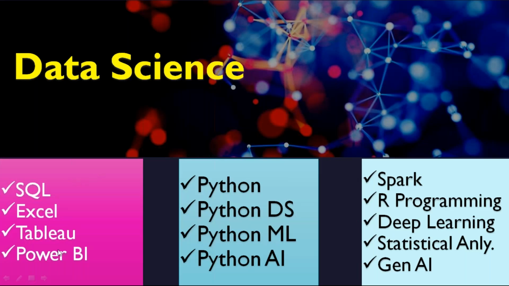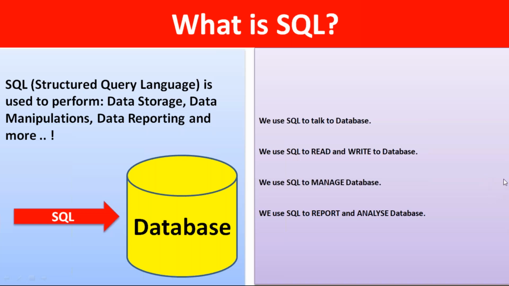Here is the component pool, component list: SQL, Excel, Tableau, Power BI, branded items, a dedicated stage for Python and Spark or programming, deep learning, statistical analysis and generative AI. So it all depends. Let's orient ourselves with SQL to start with. What is SQL? Structured Query Language, a platform to communicate with any database, every database.